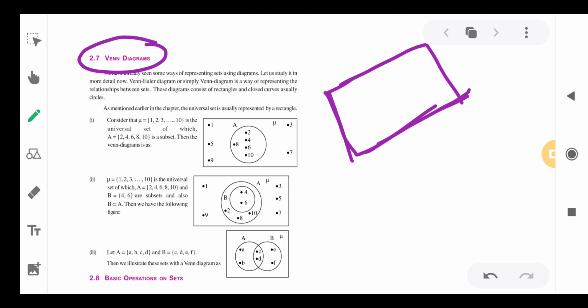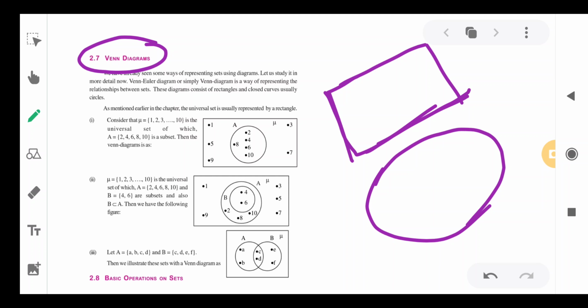A rectangle is a closed figure, and circles or ellipses are also closed figures. With their help we can easily, very systematically and diagrammatically represent sets, the relations between sets, the commonness between sets, and the union of sets. Operations on sets can be done and understood very easily.